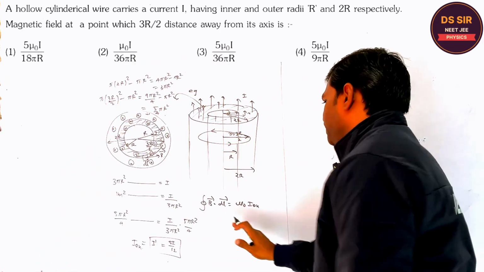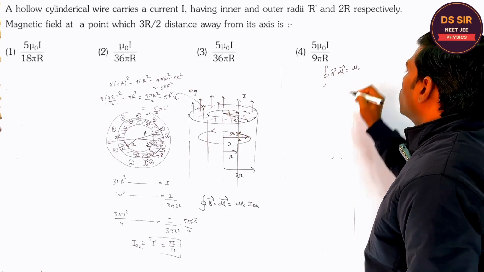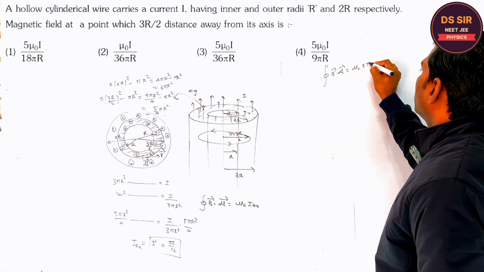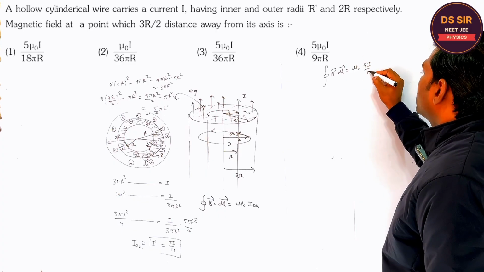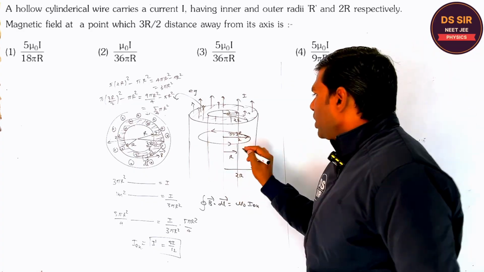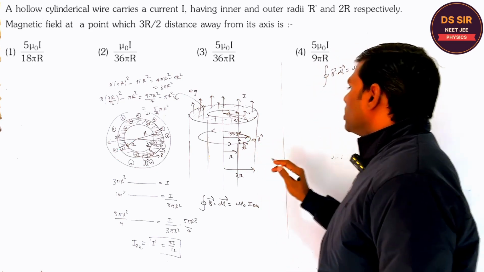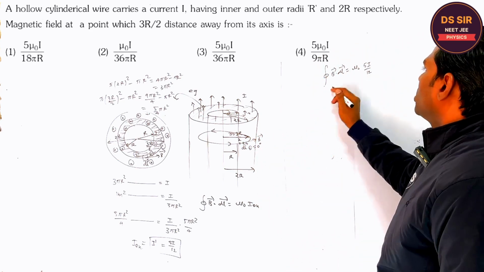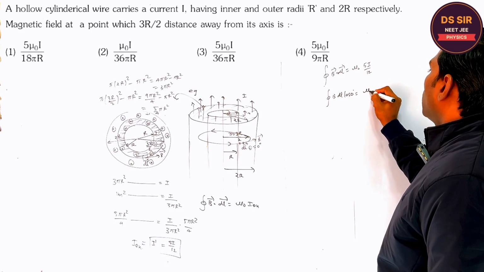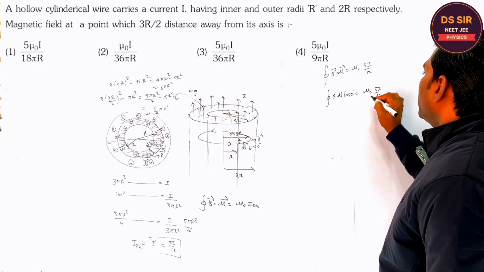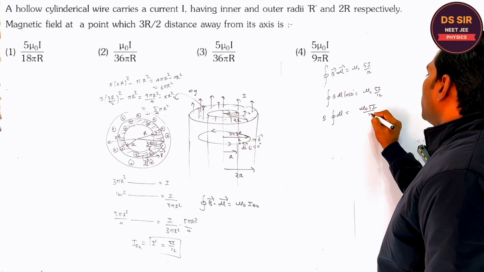So now you can think this is the B dot dl, equal to mu naught into the current enclosed, which is 5I by 12. Is it clear or not? If you assume this is the length dl and the magnetic field is B, the angle is 0 degree. So B dot dl is B dl cos 0, equal to mu naught 5I by 12. The B comes out from the integration.